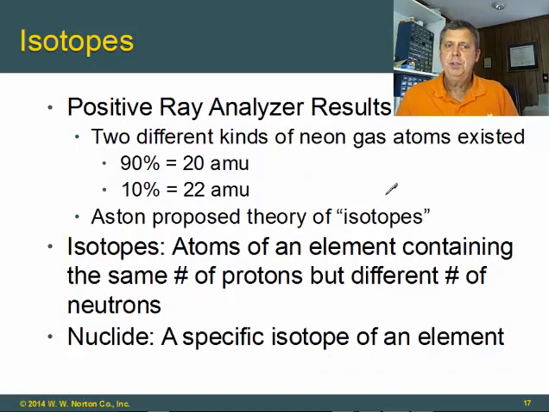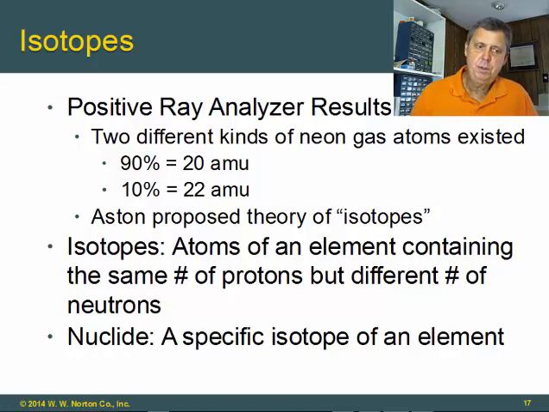What this led people to understand is for neon in particular, 90% of neon atoms have an atomic mass of 20 AMUs, where 10% have a mass of 22 AMUs. So this led to the development of the theory of isotopes. Again, these are atoms containing the same number of protons, but different numbers of neutrons. So it's the same element, but the atoms have different masses due to the number of neutrons.